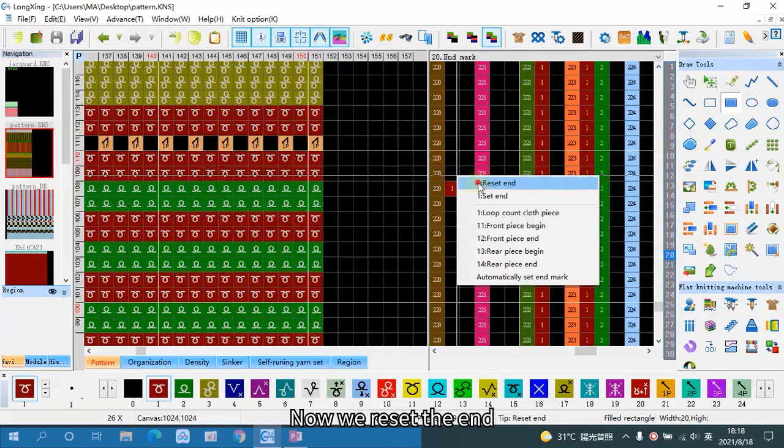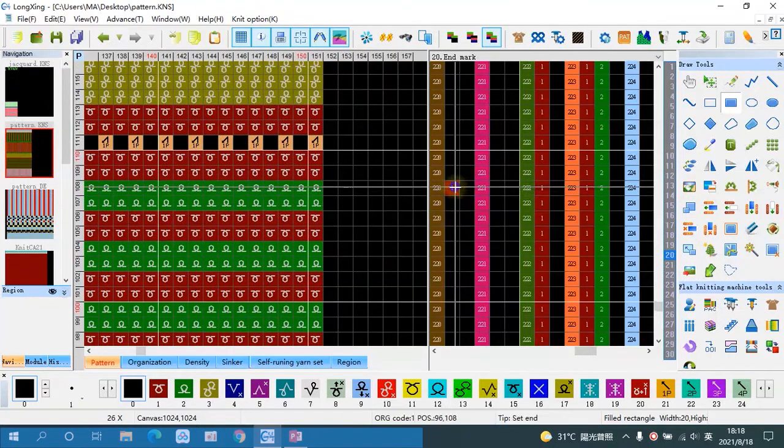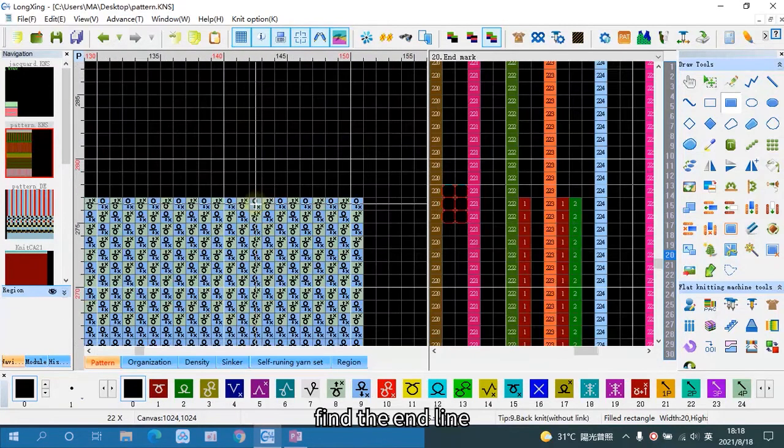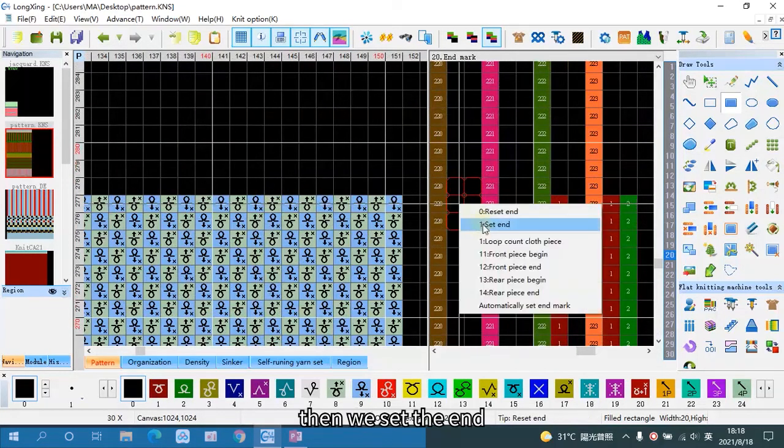Now we reset the end. Find the end line. Right click, then we set end.